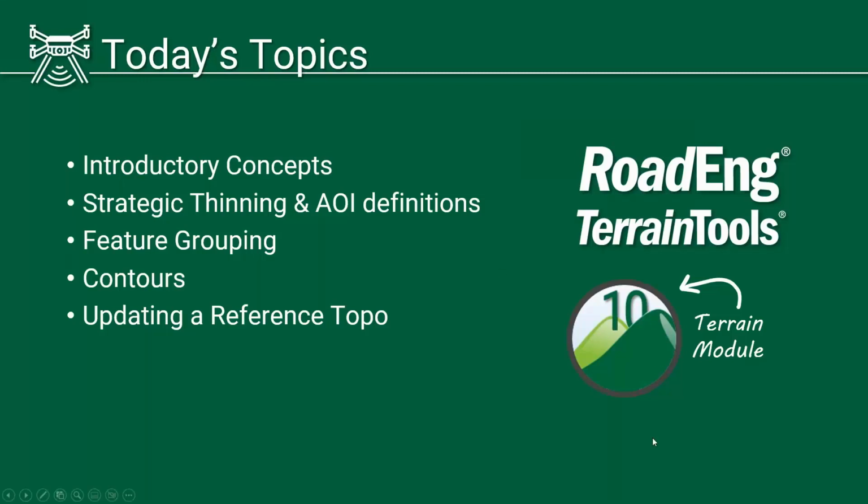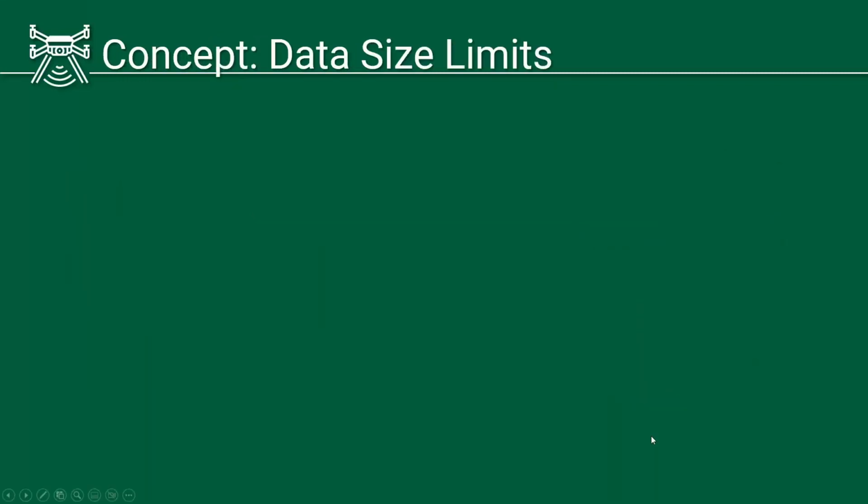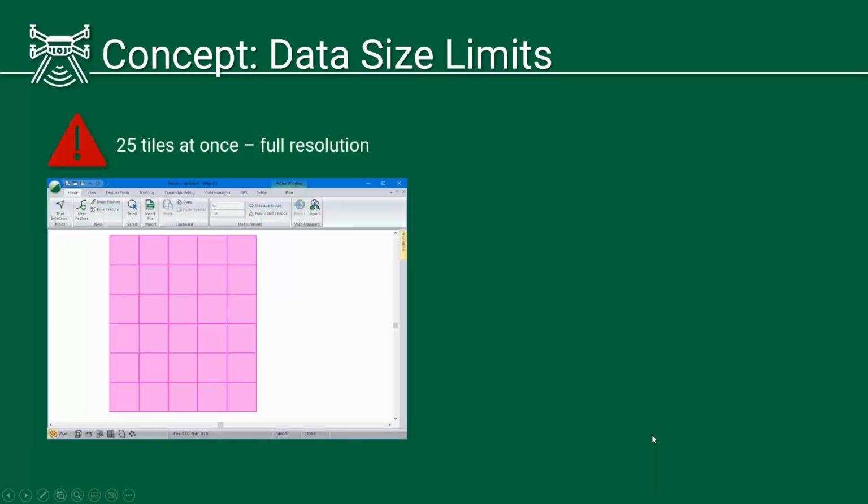So let's talk about those concepts. The first concept I wanted to mention is that there is a data size limit. Our software is not GIS software. We are constantly creating and modifying surfaces. So there is a ceiling for the amount of points your model can handle. In this example, the tiles number 25 to 30.